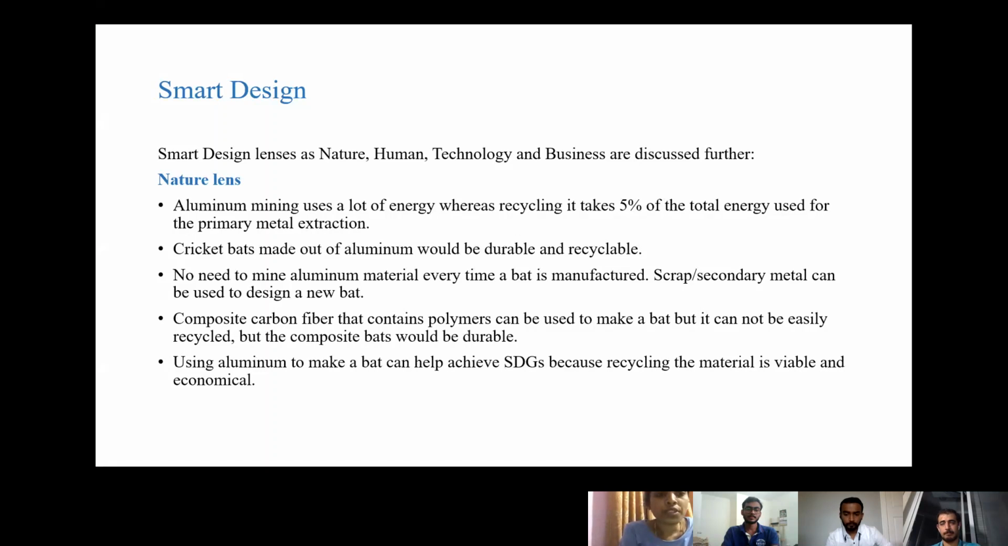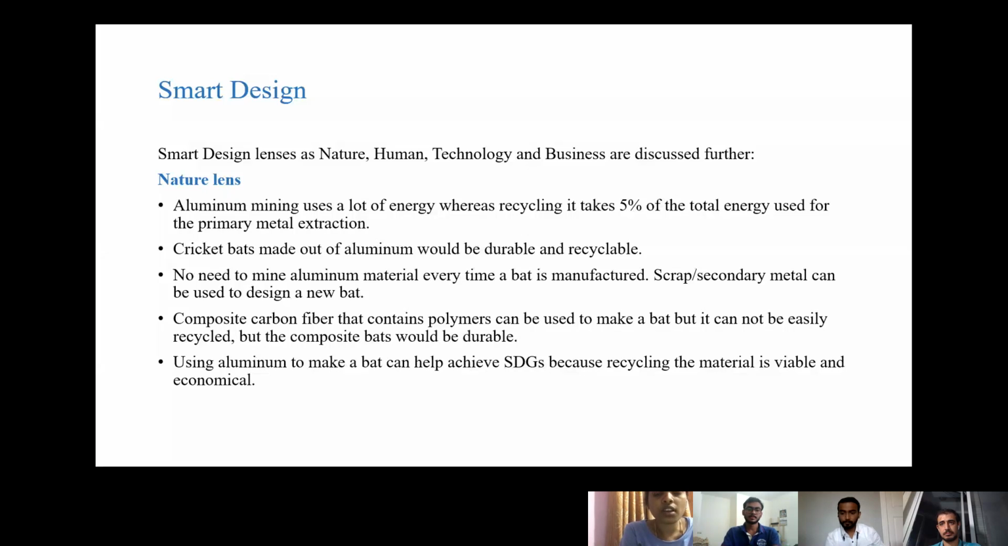Also, carbon composite fiber bats are durable because it has been tested in baseballs. But the only problem is it cannot be easily recycled. But still, it's under progress. And aluminium bats can help us achieve the SDGs because of the recycling properties, and also they are going to be economical. So here you can see the image of the life cycle stages of a product.